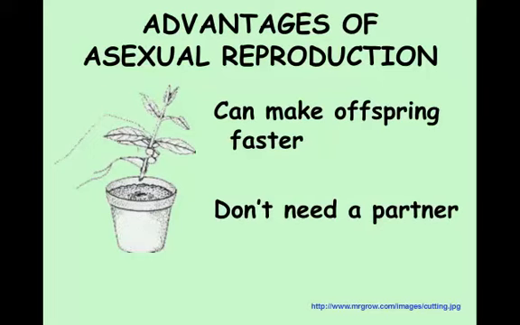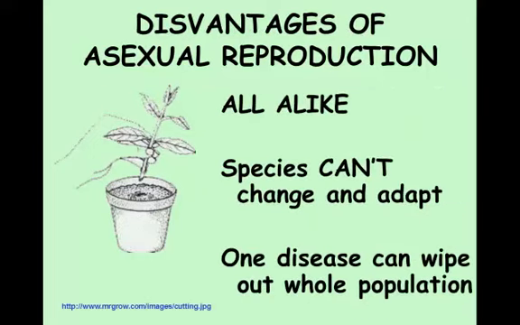But asexual reproduction has some disadvantages too. Remember, since the genetic code is coming from just one parent, all organisms that come from that parent organism look the same. They have the same genetic code. And it makes it so that we don't have the ability for our species to change and adapt as the environment changes. One disease can come through, and because everyone's alike, all are susceptible. It could wipe out the whole population.